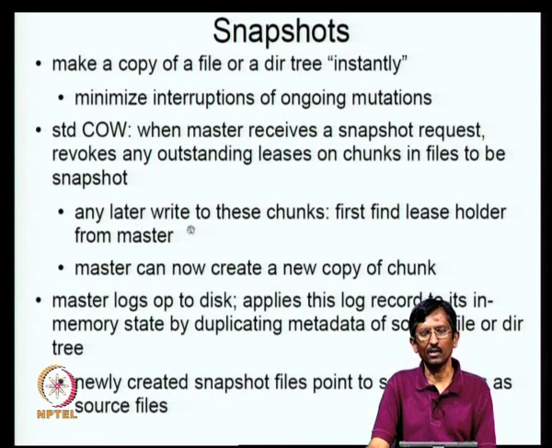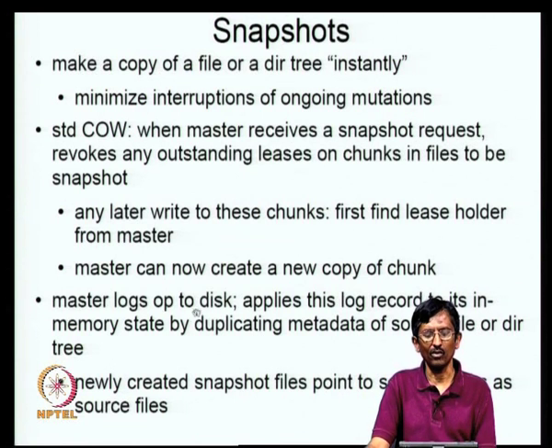So if there is any later write to these chunks, the client first has to find the leaseholder from the master. The master will allocate a new lease for it, and then the master can create a new copy of the chunk. So after the copy-on-write has taken place, any later write to these chunks goes through the master this way.